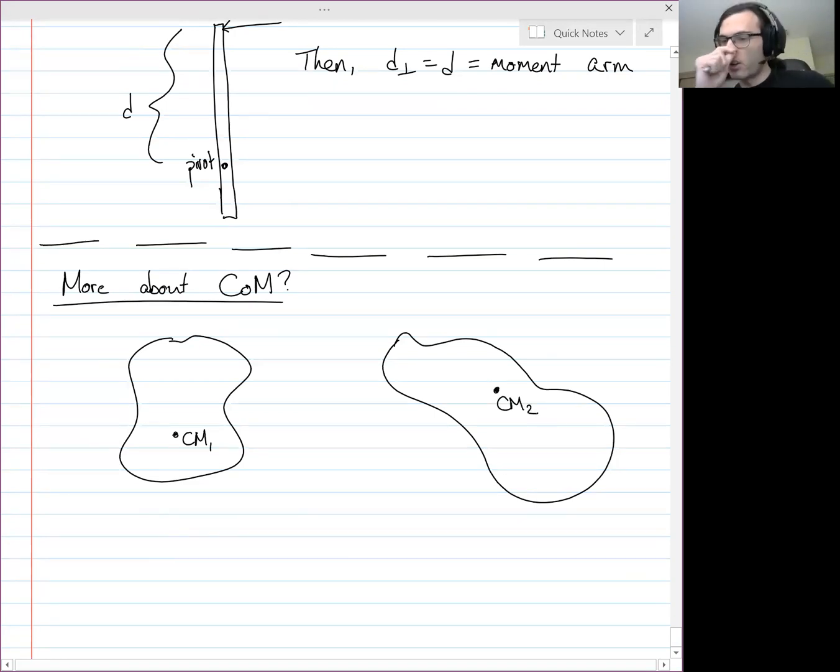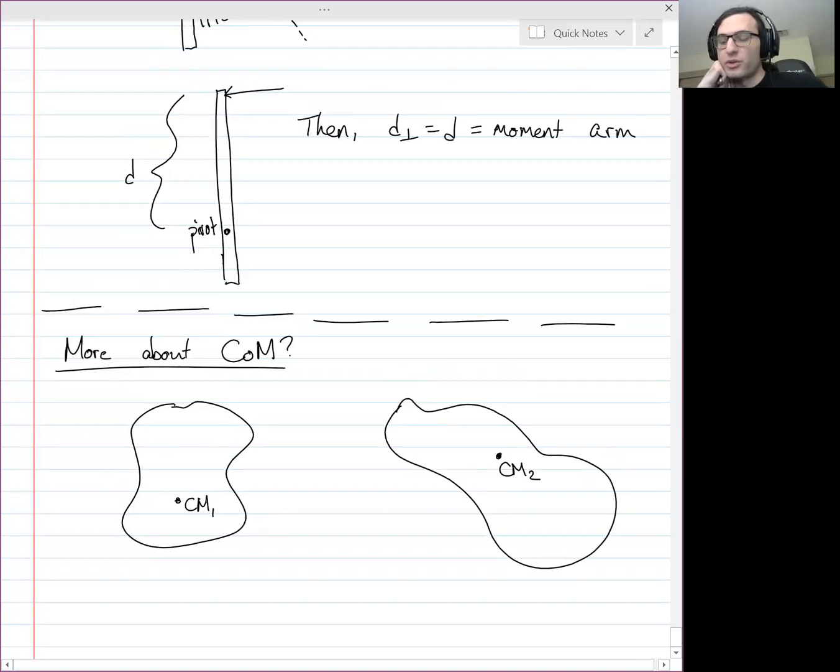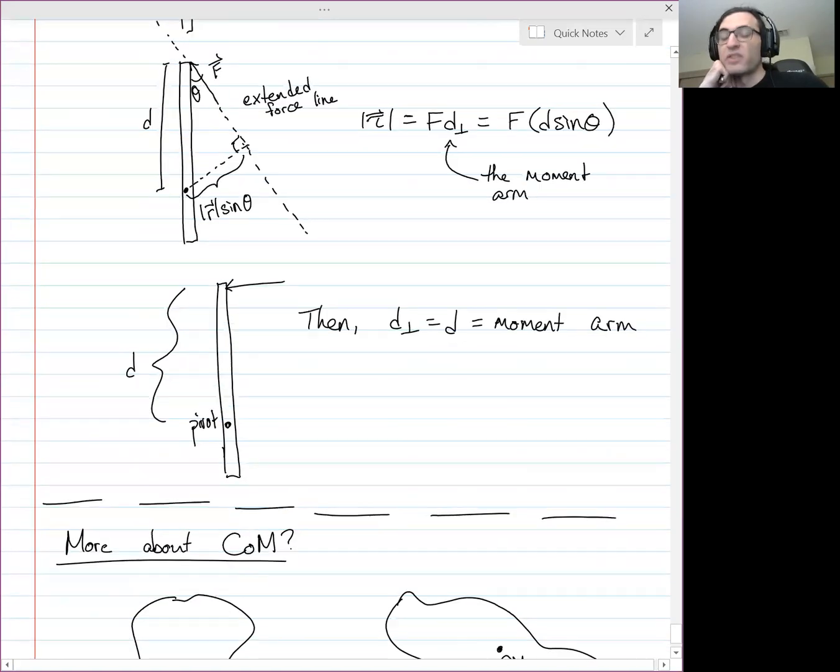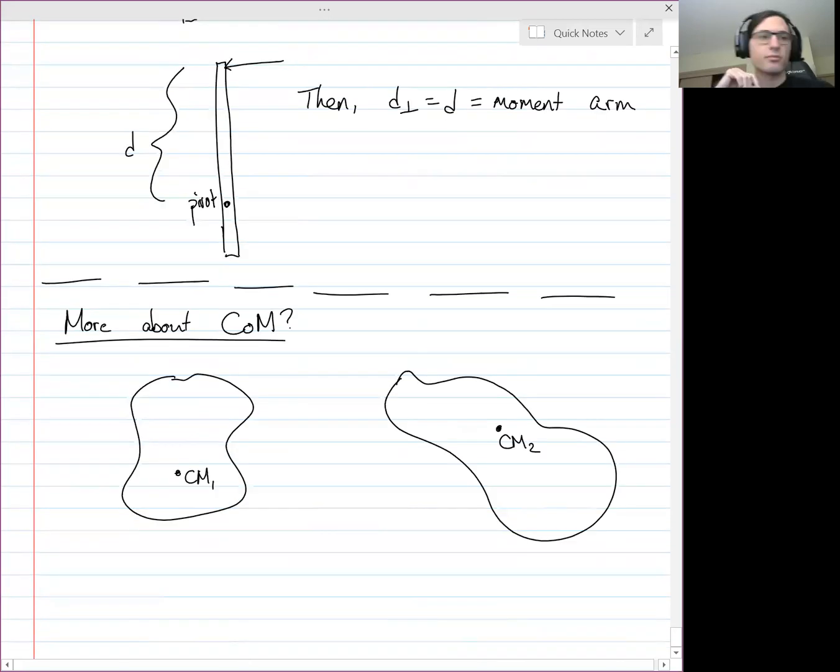So a force at an angle and the exact force perpendicular but closer to the pivot would have the same effect based on the moment arm. Yes, that's precisely it, Rebel.